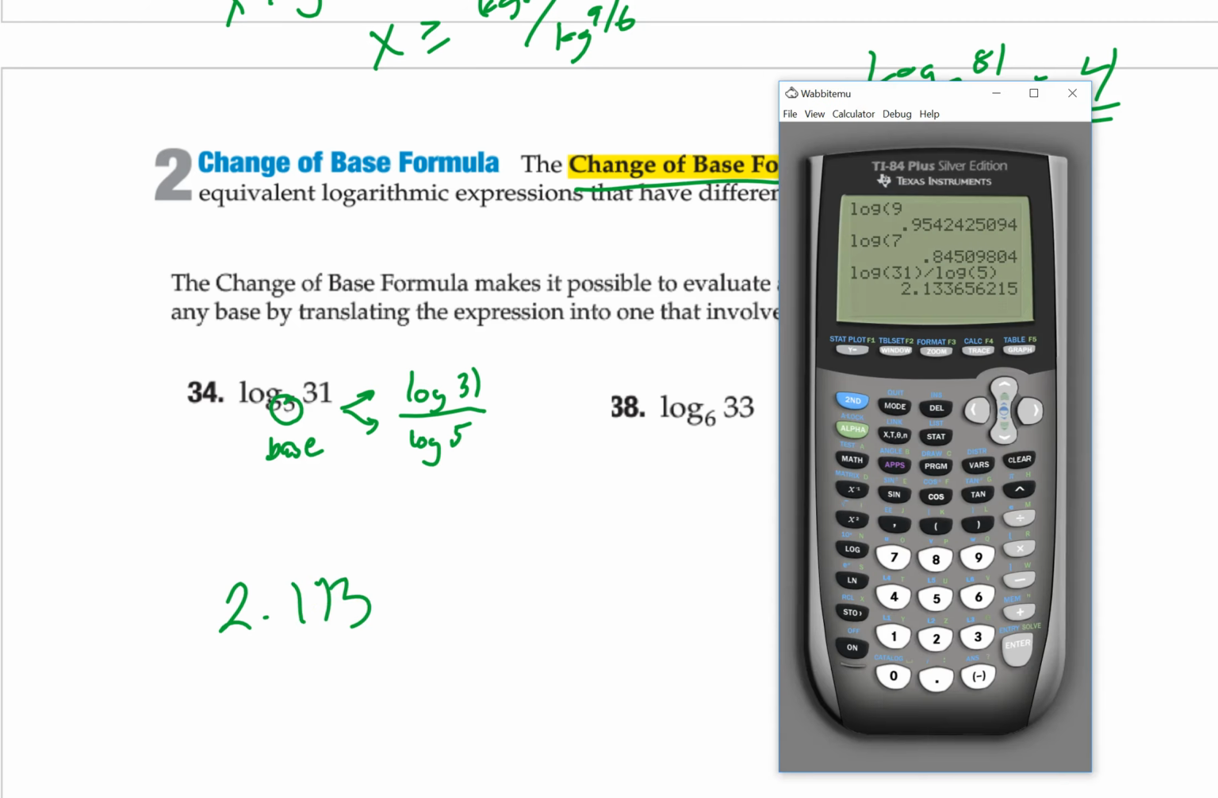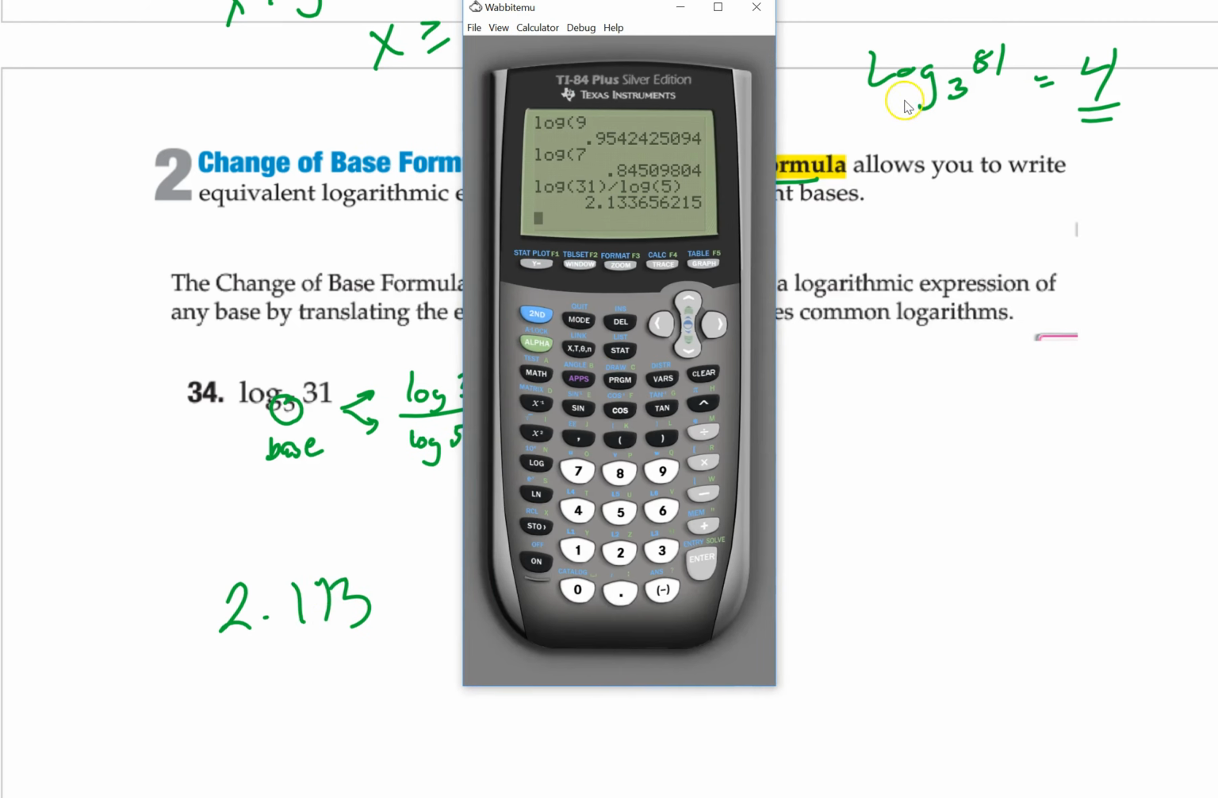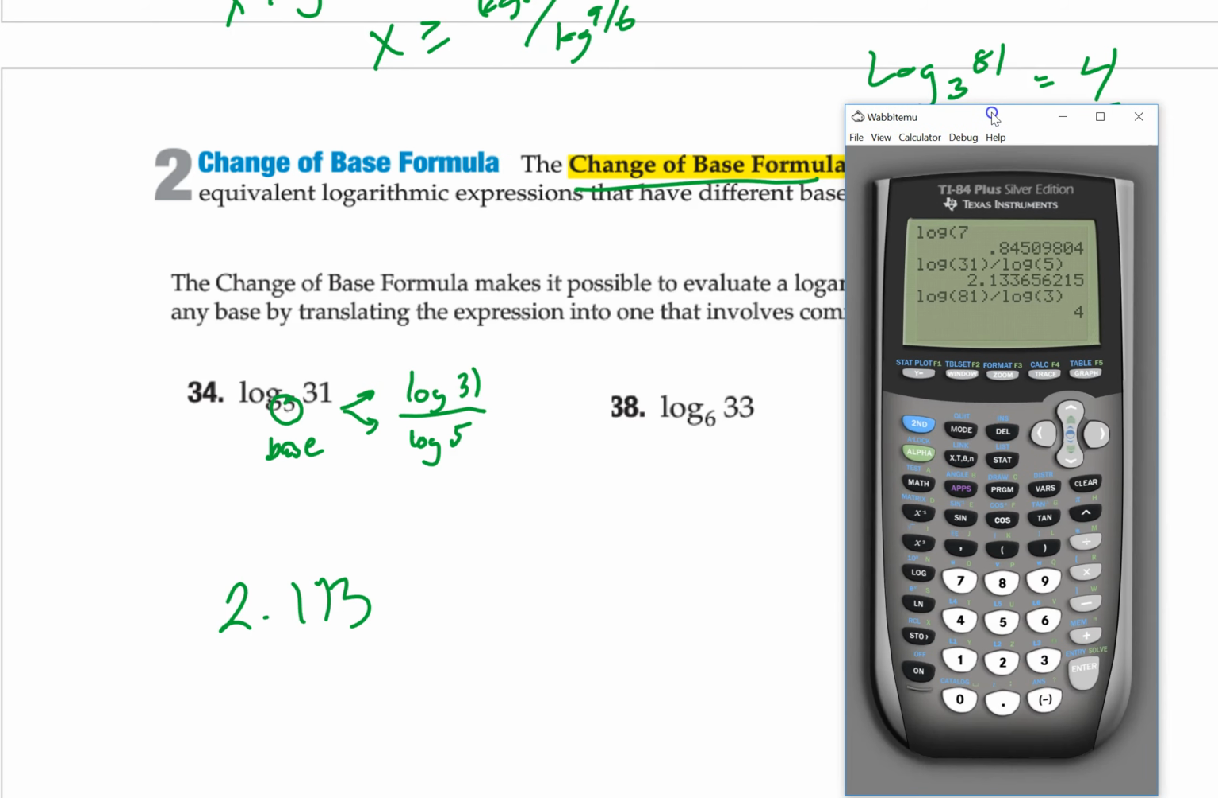By the way, the same thing would have worked with the one I expect you know by hand, right? Log base 3 of 81. If you went log of the top one, 81, divide by log of 3, we should get 4. Right? That's how we do it.